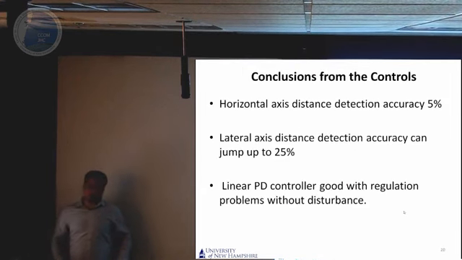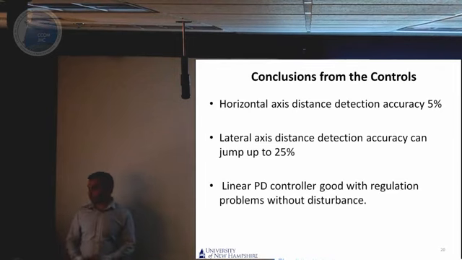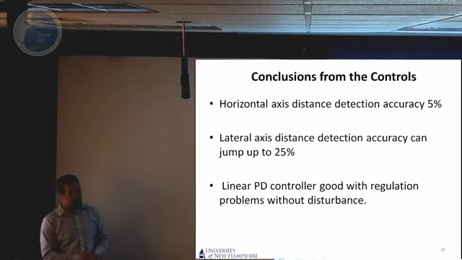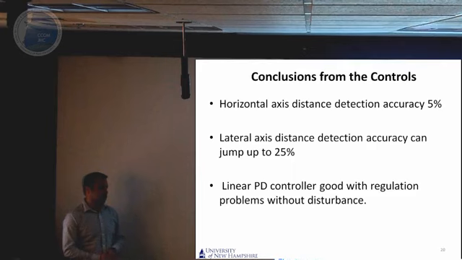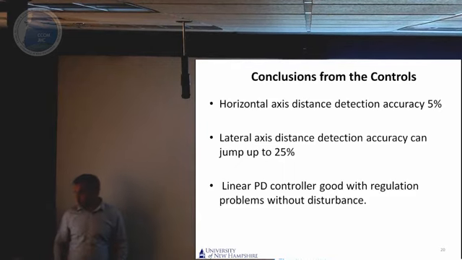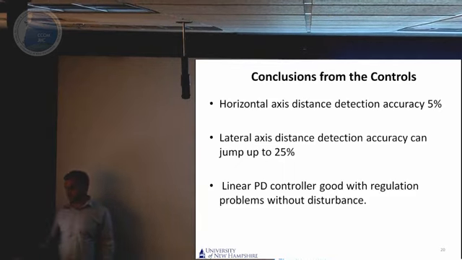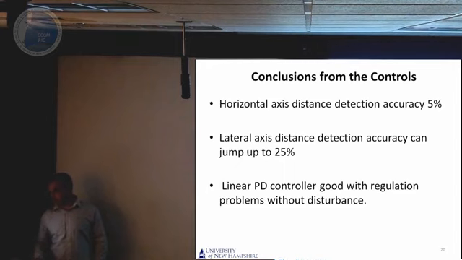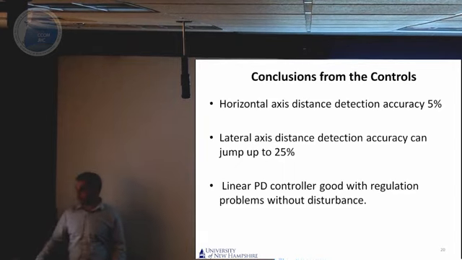So the conclusions from this proof of concept work, especially on the controls: we showed that the horizontal axis distance detection was accurate up to 5%. And the lateral axis, that's the Y axis, distance detection accuracy was worse than the X case. It jumped up to 25%. And the linear PD controllers are good with regulation problems without disturbance, but when we add disturbance and in the trajectory following problem, they don't perform as well.